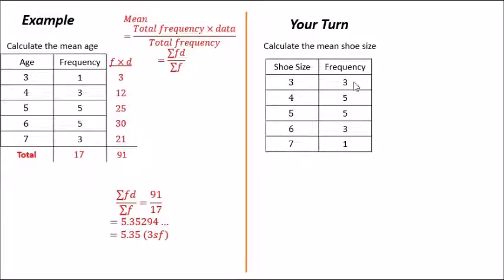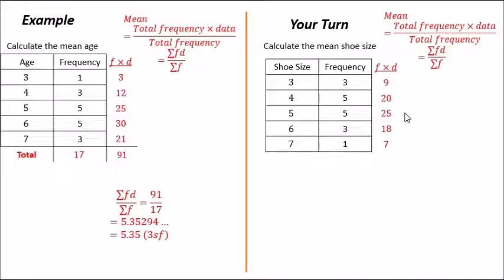Alright, so you've had some time now to have a go yourselves. If you have a look at this, then the mean, again, is the total of the frequency times the data divided by the total of the frequency. Or in other words, the sum of FD divided by the sum of F. Now FD is the frequency times the data. In this case our data is shoe size. So if we do F times D, our frequency times our data, 3 times 3 is 9, 4 times 5 is 20, 5 5 is 25, 6 3 is 18, 7 1 is 7.